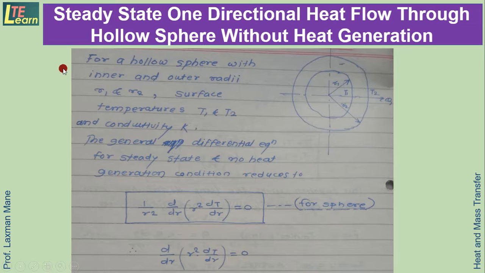Third case was of a spherical shell. In this case, the heat flow direction is along the radius. So here the two-dimensional diagram is the same as that of the cylinder. Now here the general differential equation form for the steady state with no internal heat generation for sphere. Now this 1 upon r square will become 0, and next term we will find this.